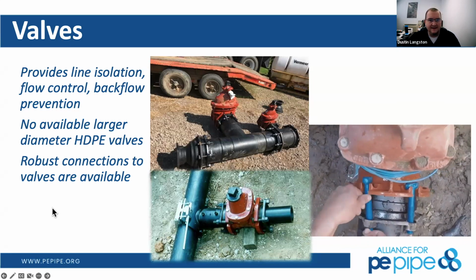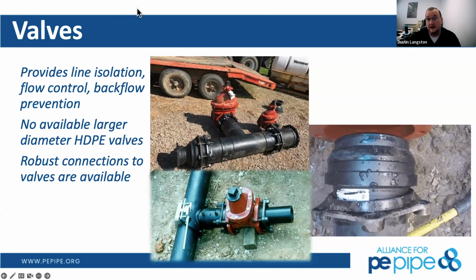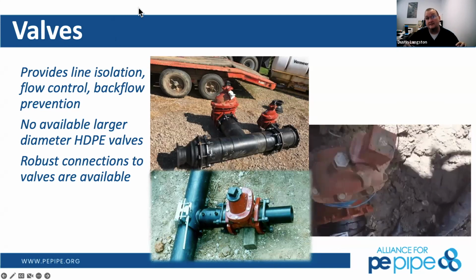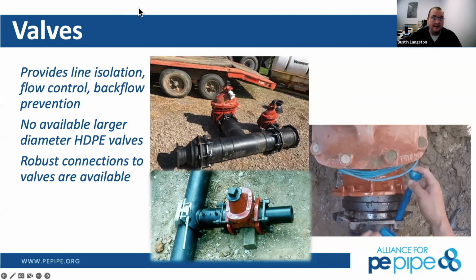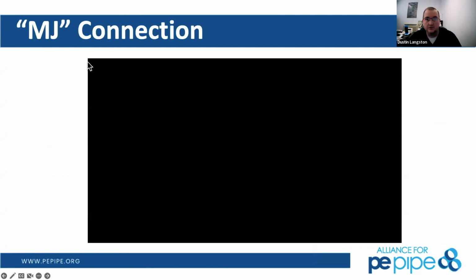There's a company called AVK that actually has ductile iron valves with polyethylene stub ends on both sides, so you can weld up to them instead of having to do a bolted mechanical joint.